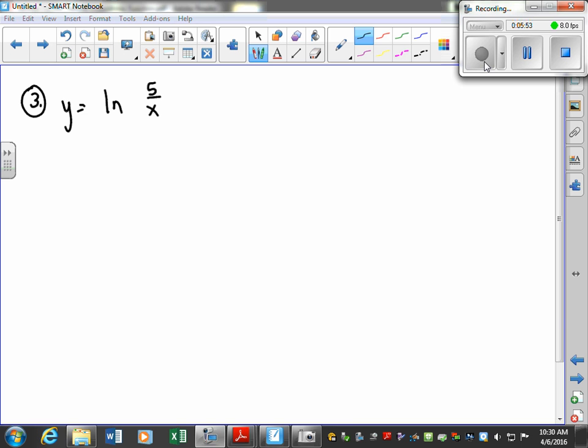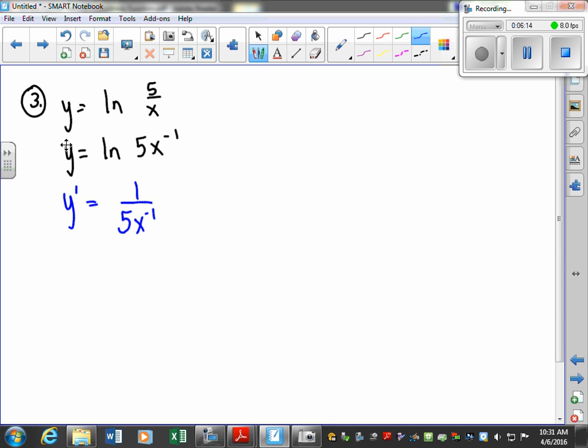Okay, number 3. First thing I'm going to suggest is anytime we can rewrite, sometimes that makes it a little bit easier for us to work with derivatives. So let's rewrite our problem. Let's make the x a negative exponent. And now y prime is going to be 1 over 5x to the negative 1 times the derivative of 5x to the negative 1.